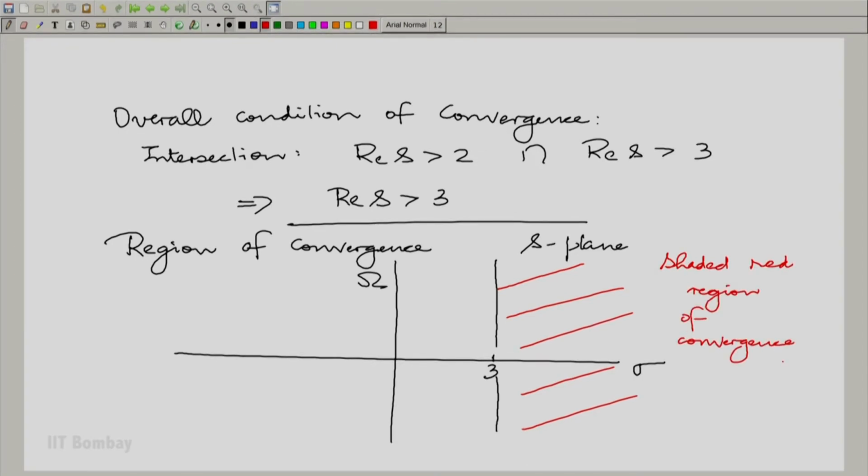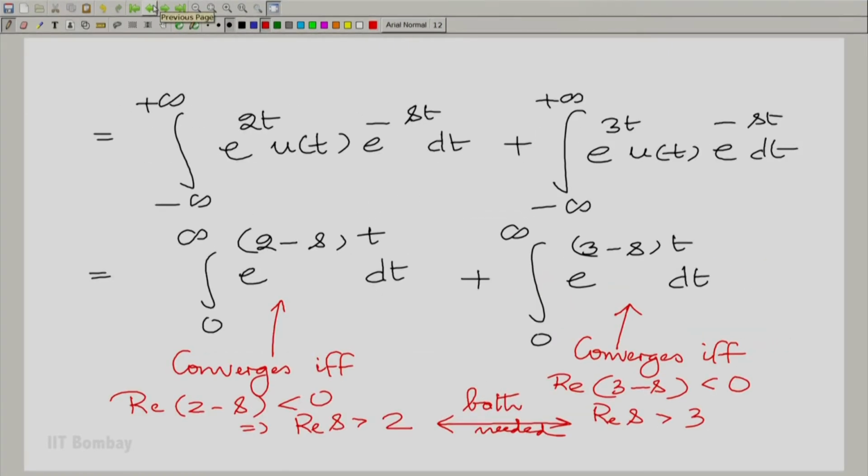Now, what is the Laplace transform expression? We need to specify that too. Here we have already specified the region of convergence, but we also need to specify the specific expressions. We need to evaluate each of these integrals. So, we have to evaluate this integral and this integral, and that is very easy to do.